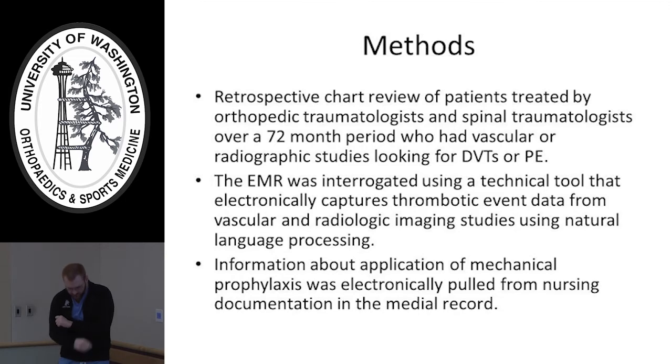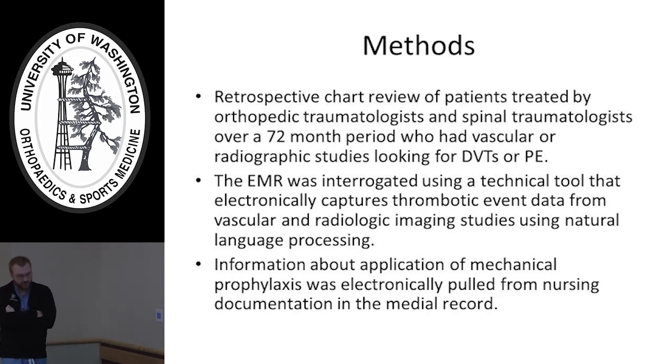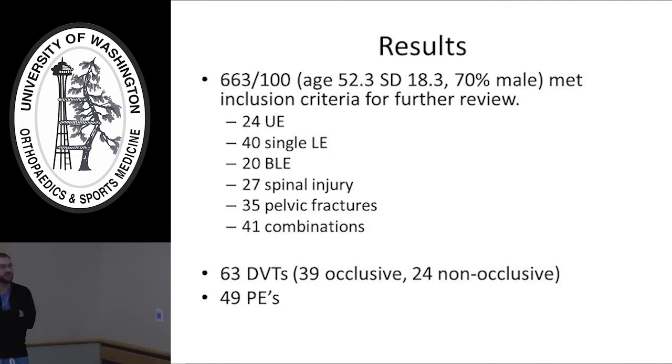Just going through some results, over that period of time 663 patients had studies done. 100 of those were positive. The age range is there, the standard deviation, 70% male, so they met inclusion criteria for further review. Their injuries were distributed as such. 63 were found to have DVTs and 49 had PEs.